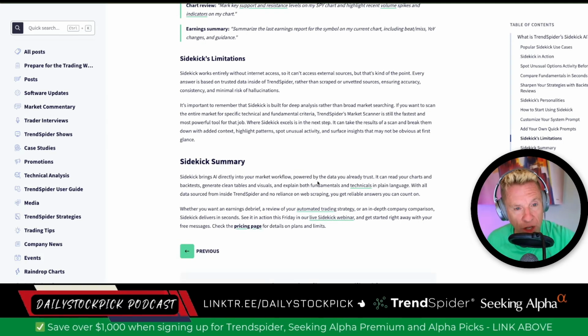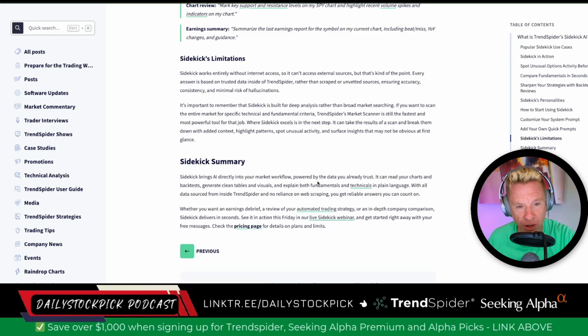This Sidekick works entirely without internet access. It only accesses TrendSpider data. So rather than scraping unvetted sources, it ensures accuracy and consistency, again, minimal hallucinations. So the key point is, this isn't scraping data off the internet. It's a trusted data set. It's built for deep analysis rather than broad market searching.